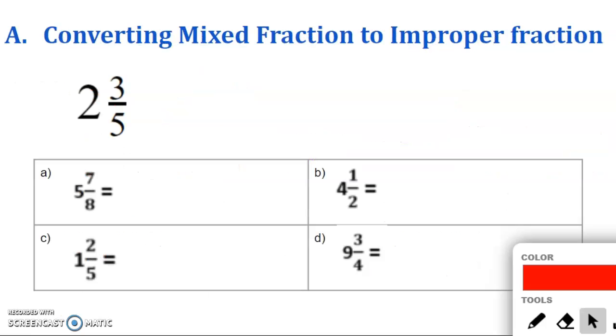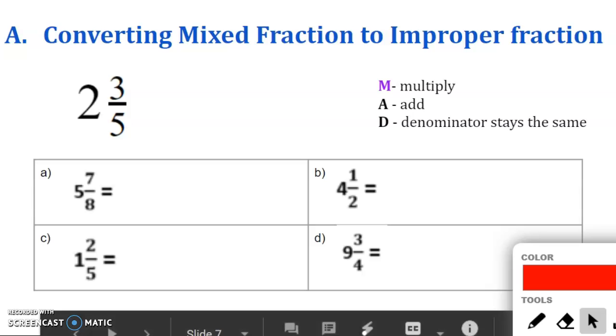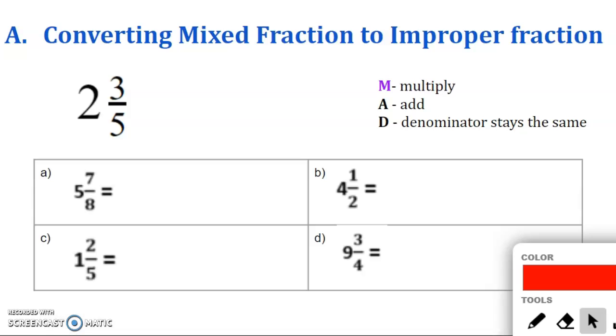Okay, now let's talk about converting a mixed fraction into an improper fraction. When we're doing calculation, we want to use improper fractions. So you need to be able to freely go between mixed fractions and improper fractions. I'm going to teach you a strategy called MAD face strategy. This is where M stands for multiply, A stands for add, D stands for denominator that stays the same.